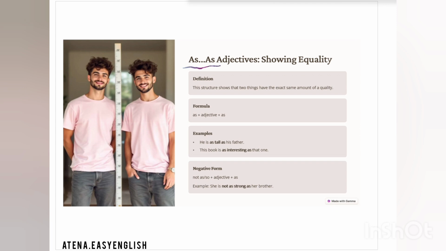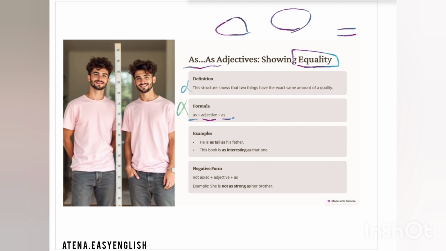So here, the structure as. Sometimes you want to say that something is as good as another. One of them is not better or they are not different. So in this situation in English, we use as, showing equality. They are equal. So this structure shows that two things have the exact same amount. They are the same. Look at the formula. As plus adjective plus as.